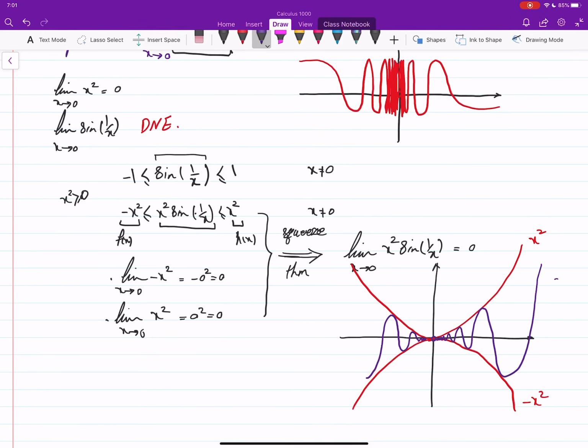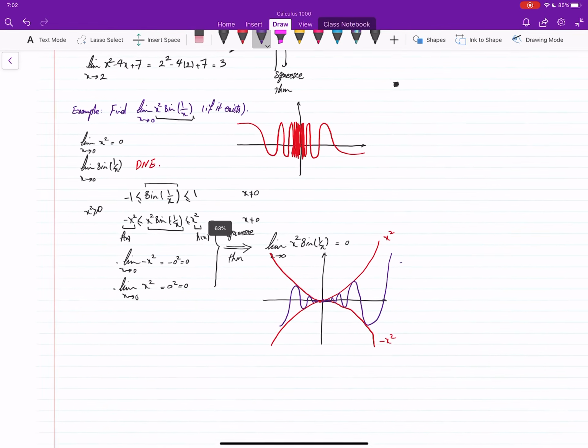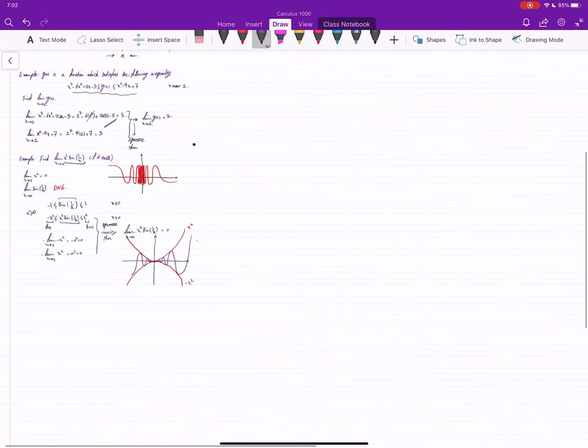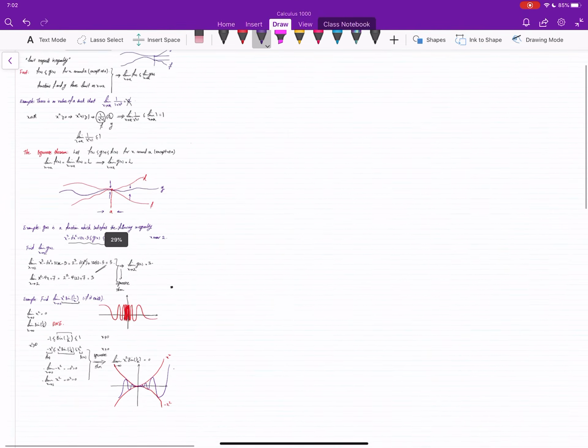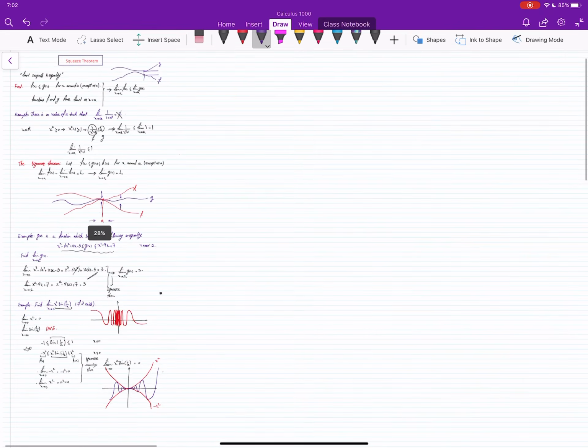What happens at 0 is that x squared and minus x squared squeeze this function to the limit 0. So the limit of x squared sine of 1 over x is going to be equal to 0. This is one of the limits that we cannot compute that easily without this squeeze theorem.